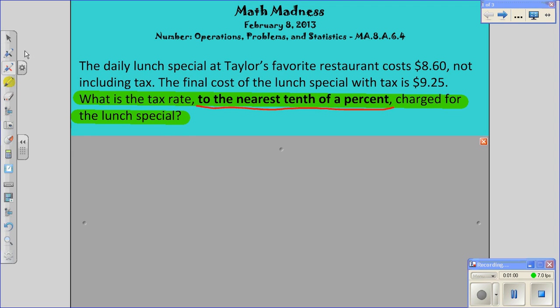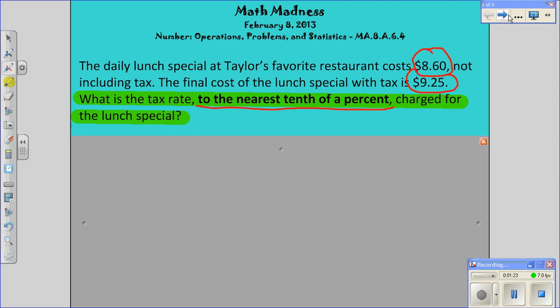Now, within the problem itself, we need to go ahead and note what we do need. We do need to know that the lunch special was actually $8.60. But when they added the tax, she paid $9.25. So that was actually an increase in the price, okay?